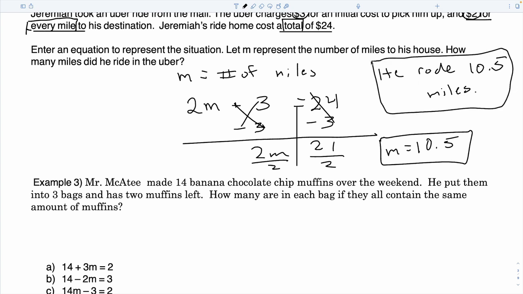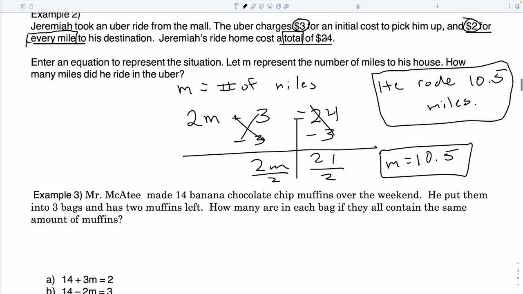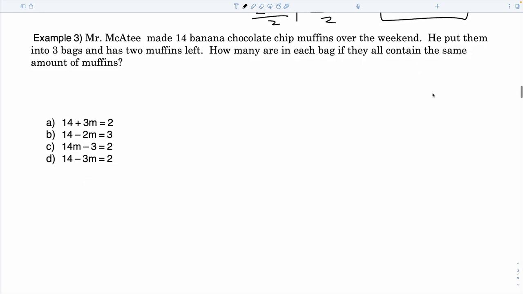$10.50 is $24. It told us the cost. Yeah. Last example, or read it for me. Who hasn't talked? Leah, can you read example 3? Circle it. Keep going.